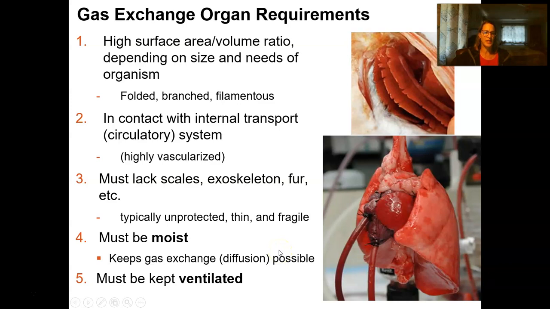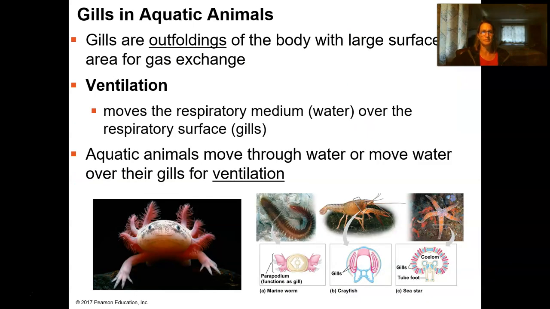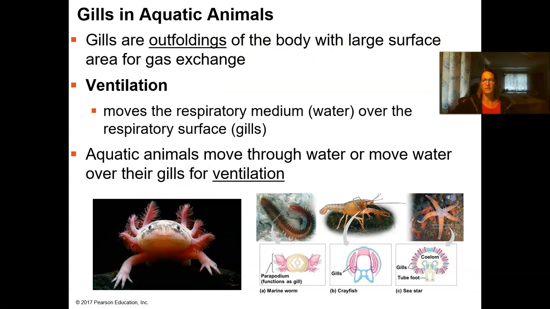And finally, they have to be kept ventilated, and that means, again, there needs to be a constant flow of the gas exchange medium going across the gas exchange organ so that there's a constant supply of oxygen and a constant way to get rid of the carbon dioxide. So let's talk a little bit about gills. Gills are outfoldings of the body. Those are extensions coming out of the body, and they have a large surface area for gas exchange. You can see all these little filaments which increase the surface area.